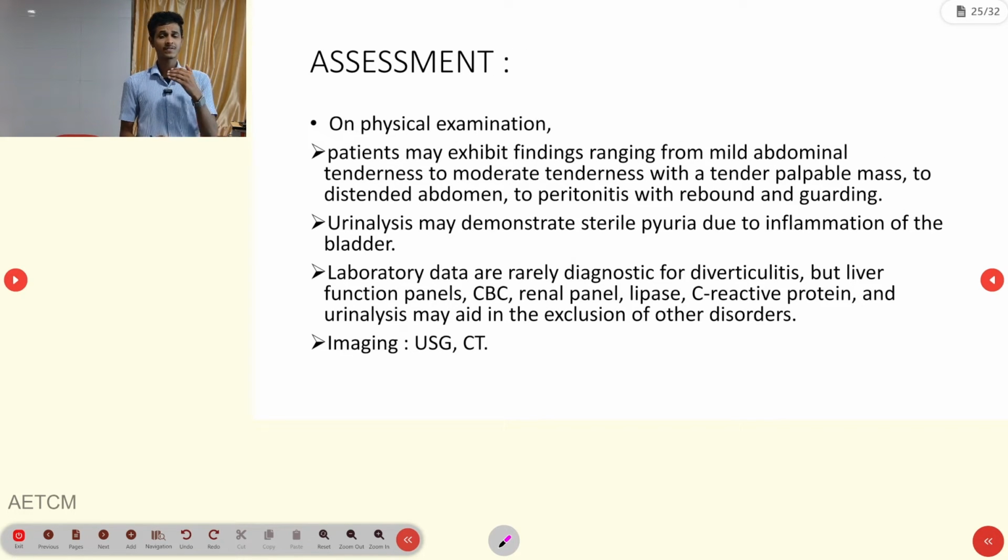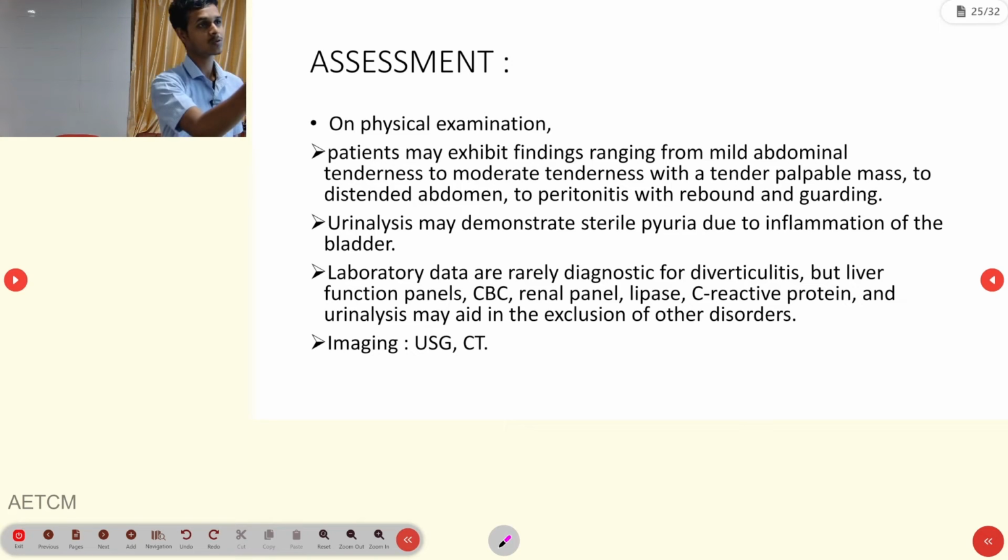Assessment points on physical examination, mainly in the pre-hospital setting. So we can note down the first one we told, pain. So we can classify the pain as mild, moderate or severe, and based on that we can go for the management. While palpating, we can find abdominal tenderness, which can be mild, moderate, or even up to severe. So based on the level of infection or inflammation, it will vary from mild to moderate to severe. At the same time we will get a tender palpable mass.